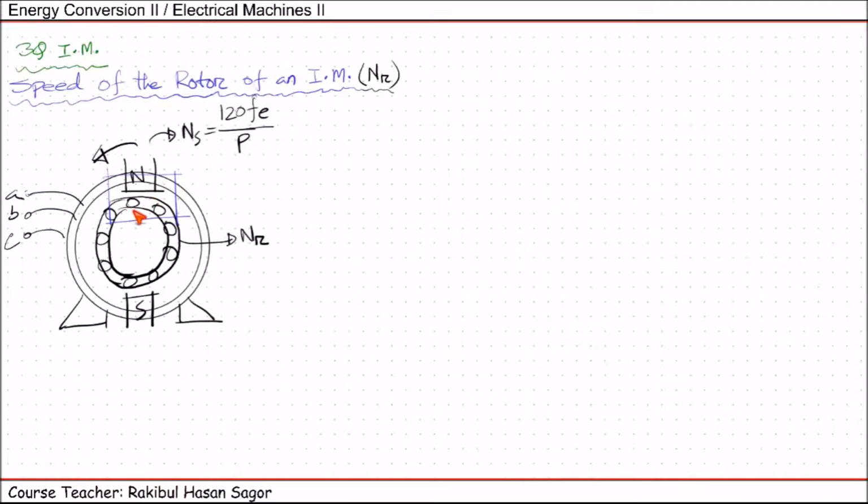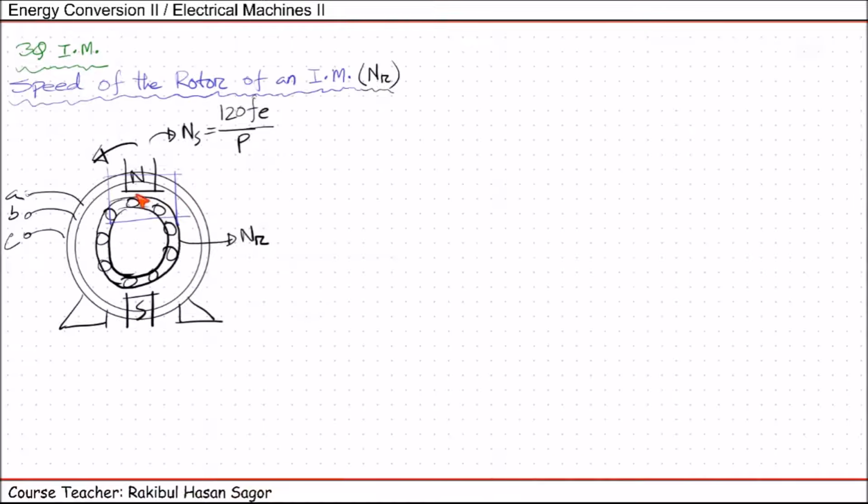In order to oppose that current, the rotor will rotate in the direction of the rotating magnetic field. Now, why does the rotor rotate? Because of the relative speed. Now, what will be the rotor speed? Will it be same as Ns? Let us consider they are same. Ns equal to Nr. That means the rotor is rotating at the speed of the rotating magnetic field.